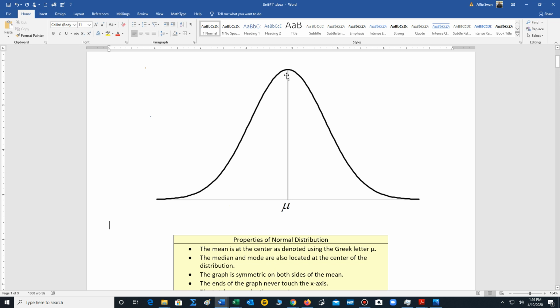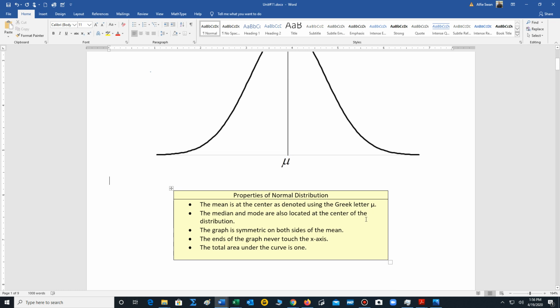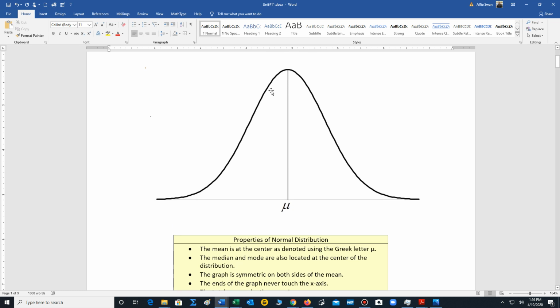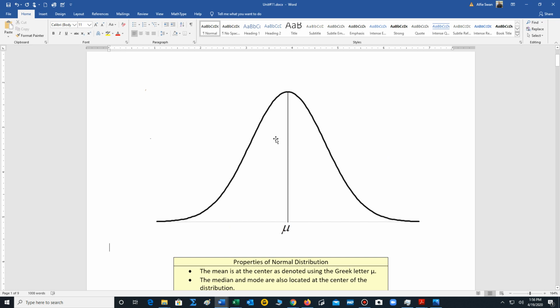The graph is symmetric, meaning that if you were to cut it down this line here, it's symmetric about the mean. You would have two equal pieces. And even though it looks as if the graph touches the x-axis at the edges, it doesn't. It gets very close to the x-axis, but never crosses it or touches it. Finally, what's going to be important to us is the area, which is just the amount of space. The area under the curve is always equal to 1. What that means is that half the area is to the left and the other half is to the right, equal to 0.5 each.